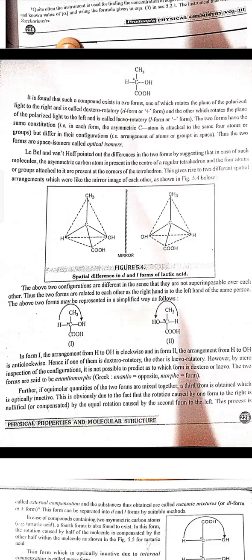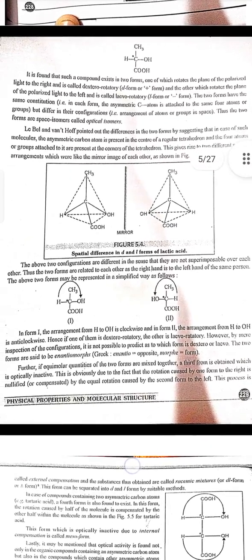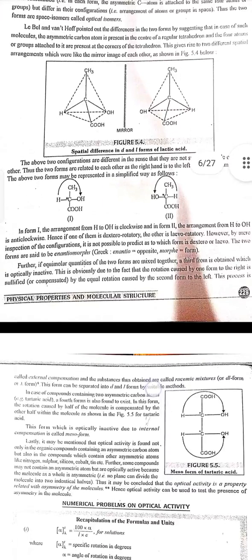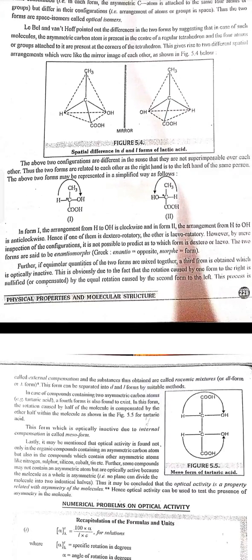The above two configurations are different in the sense that they are not superimposable over each other. Thus, the two forms are related to each other as the right hand is to the left hand of the same person. The above two forms may be represented in a simple way as follows. In Form 1, the arrangement from H to OH is clockwise, and in Form 2, the arrangement from H to OH is anticlockwise. Hence, one of them is dextrorotatory and the other is levorotatory. However, by inspection of the configurations, it is not possible to predict which form is dextro or levo.